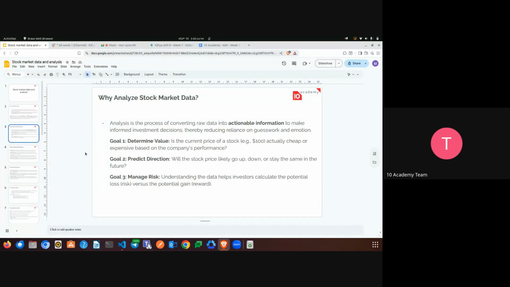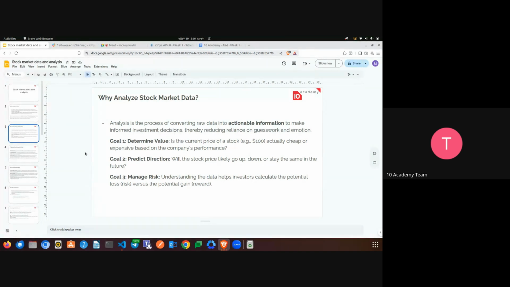So why do we analyze stock market data? Analysis is the process of converting raw data into actionable information to make more informed investment decisions, and to reduce reliance on guesswork and emotions. So we will move based on our data. Our analysis of data will help us make informed decisions that can lead to higher profit. Our first goal is to evaluate the current price of the stock. Like, it might be $100, but is that actually cheap or expensive based on the company's performance?